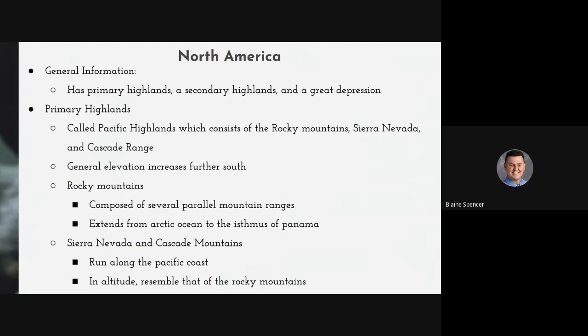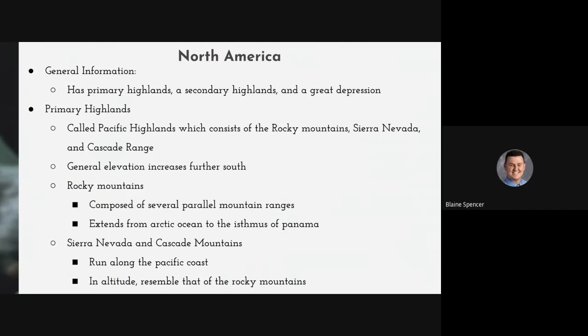Within each area, we see that the Rocky Mountains are going to be composed of several parallel mountain ranges. The Rocky Mountains is a mountain system, and there are several mountain ranges within it that create this system. It's going to be huge. It's going to start all the way up in the Arctic Ocean, up in Canada, and work its way down to the Isthmus of Panama. It's going to cover basically the entire continent from north to south.